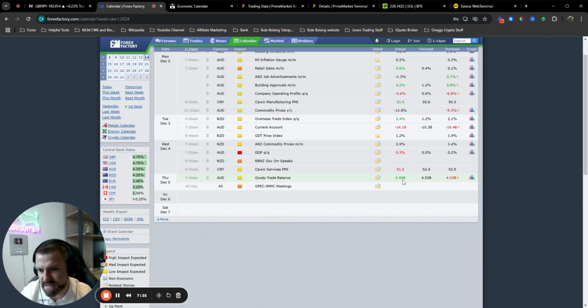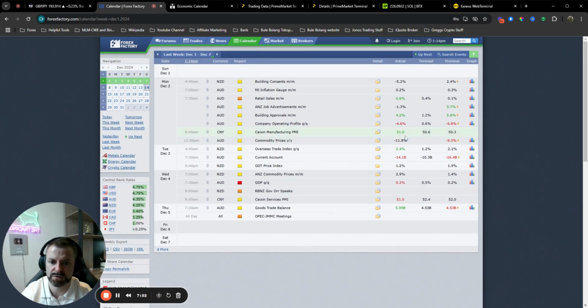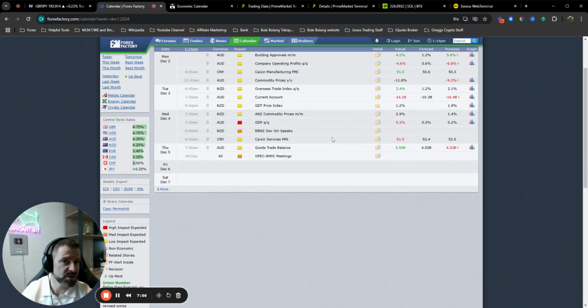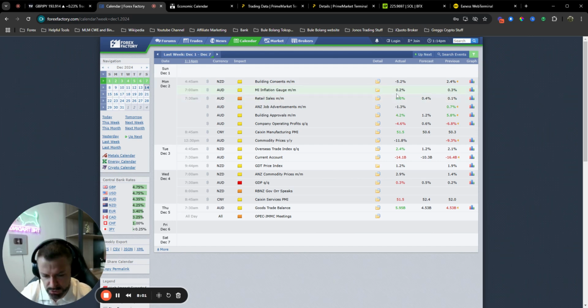Goods trade balance is up for Australia, so that's good. So they're in what's called a surplus. When the goods trade balance is up, it means that a country is exporting more than they are importing. What's the cause of that? Boom, 51.5 and 51.5. Okay. So as I said, when China does well, Aussie does well. Okay. But overall, Aussie's looking pretty bad.